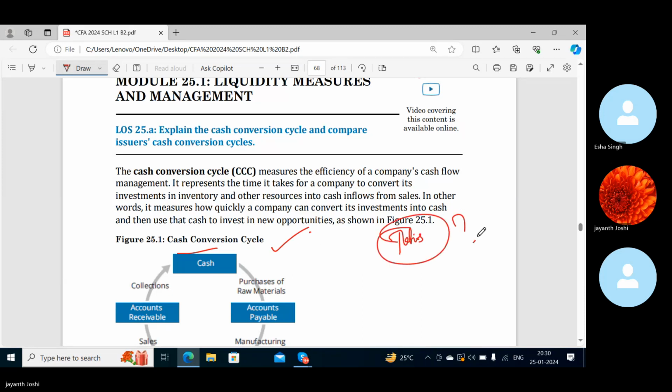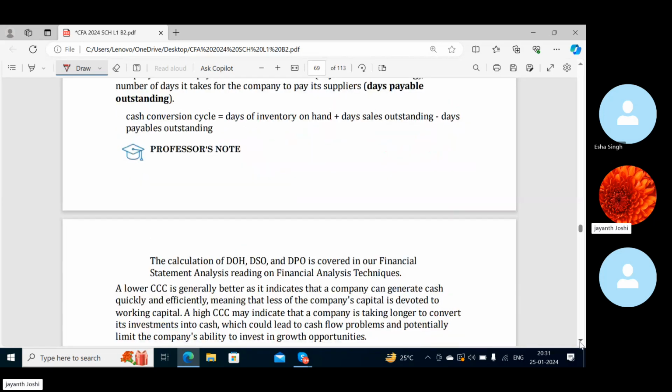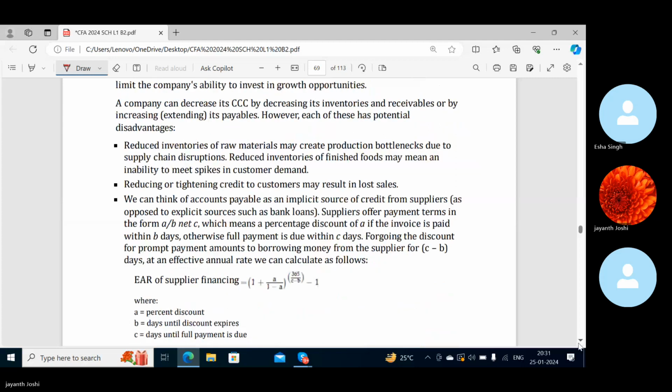Yes or no? Hello. Yes, sir. We have covered this cash conversion cycle in ratios, right? Yes.